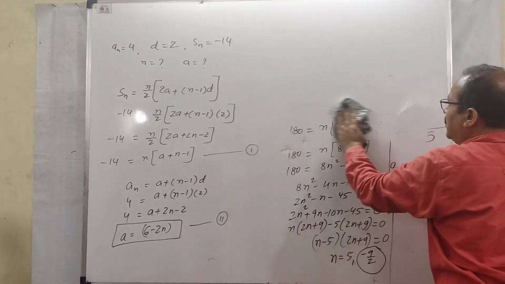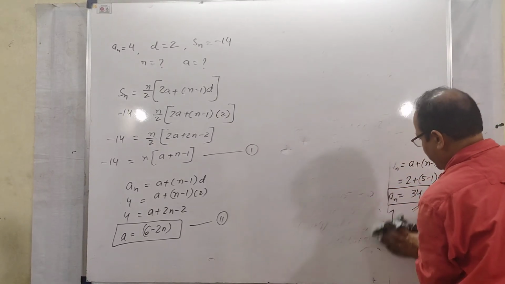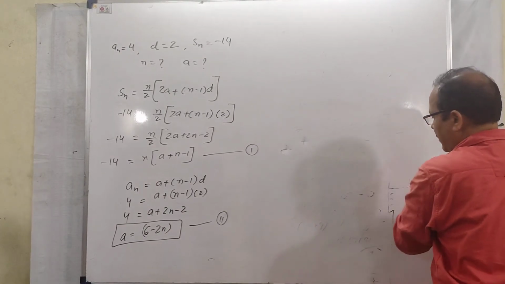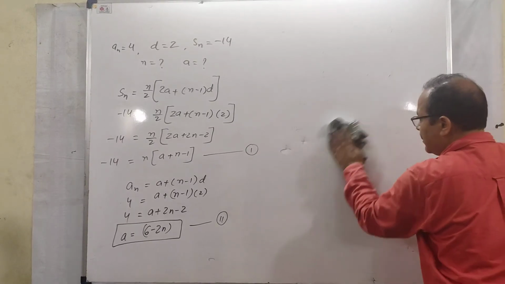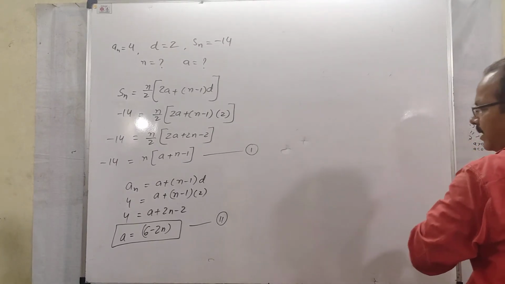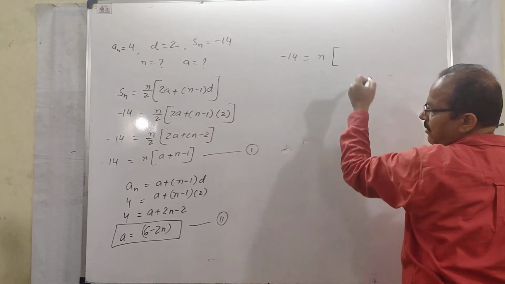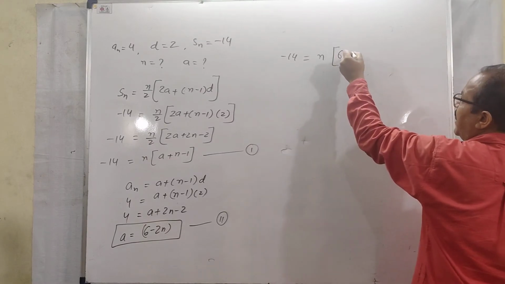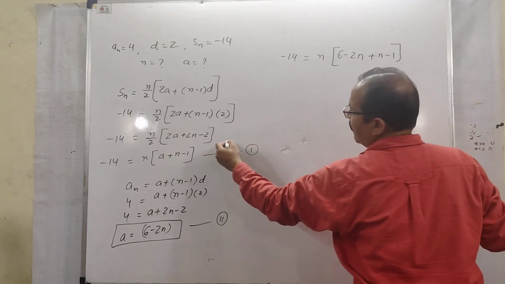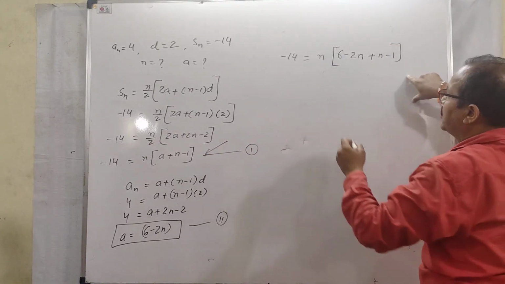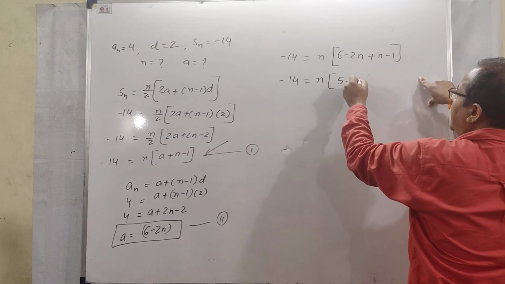So let us see, -14 is equals to n into the value of a is 6 minus 2n plus n minus 1. I hope you all are getting. इस इक्वेशन में हम a की जगह पर 6 minus 2n रख रहे हैं. -14, 6 minus 1, 5 minus n.